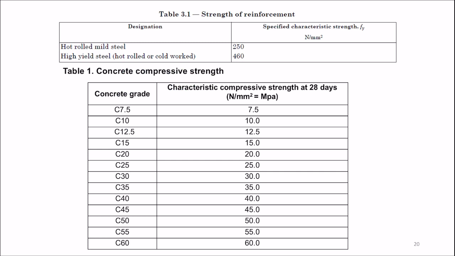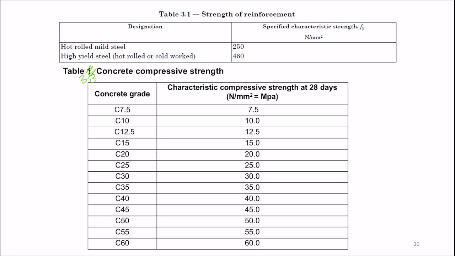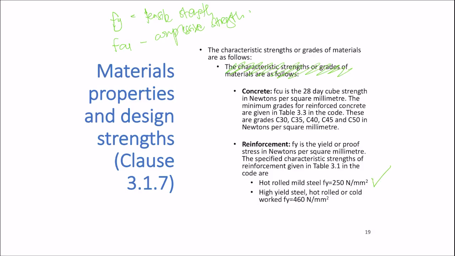So this is the table 3.3 eh. Kalau according to depan ni, this grades C30, C35, C40, C45 and C50 newtons per square millimeter. For example, if you look at here, the concrete grade is C75. That means that the FCU is 7.5 newton per mm square. If the concrete grade is C30, the FCU is 30 newton per millimeter square. And this is the one for the steel reinforcement that I have explained previously, which we call FY, 250 for mild steel and 460 for high yield steel. This one, as being explained.